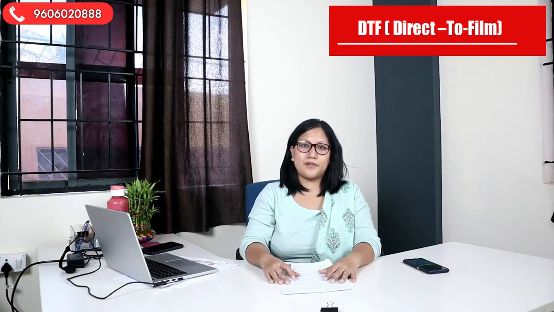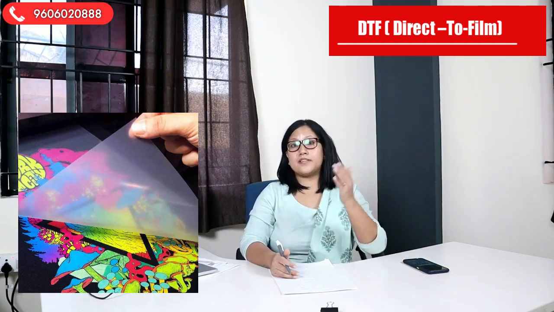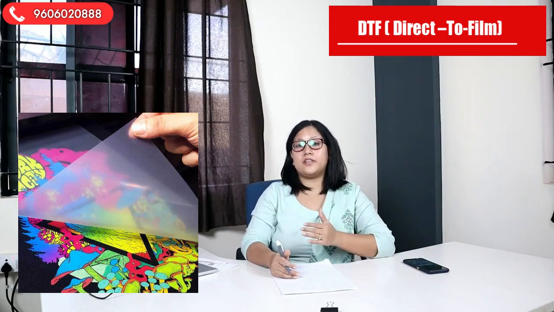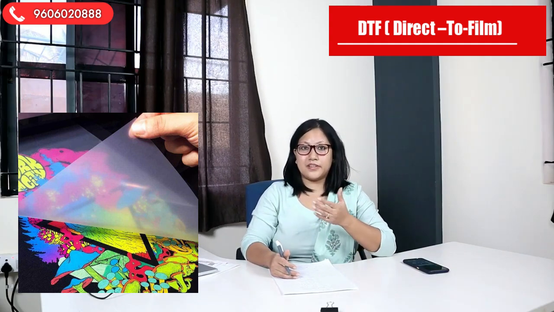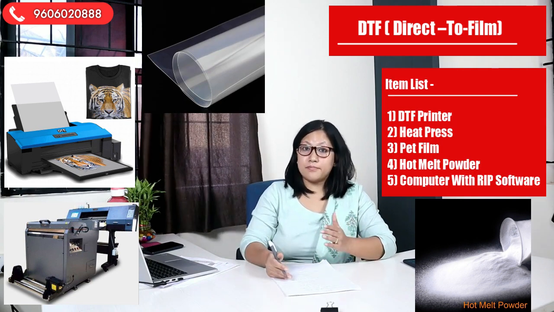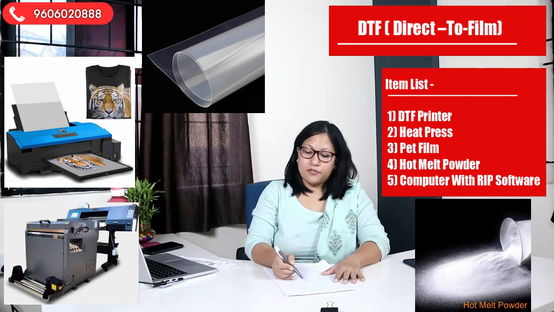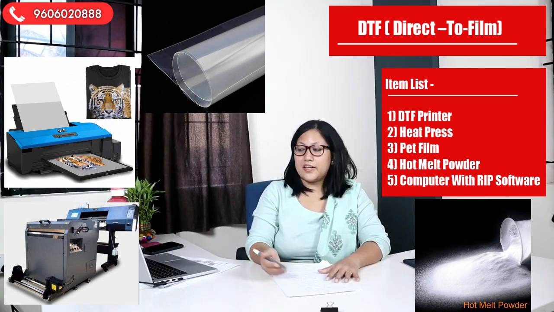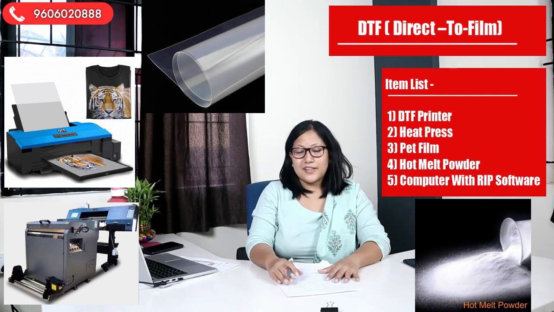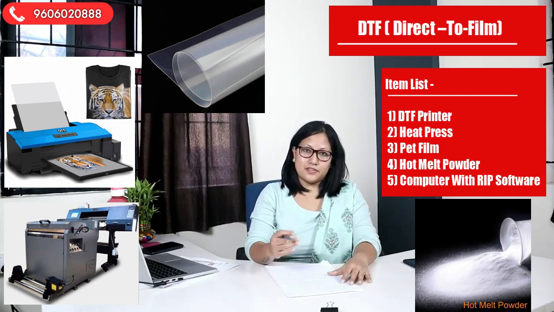Let's come to the last printing method, the DTF process. For the DTF process, I will mention the machine setup required one by one. The item list is: a DTF printer, PET film, hot melt powder, an oven or a dryer, a heat press machine, and a computer with RIP software. Now I will tell a little bit about how the process works.